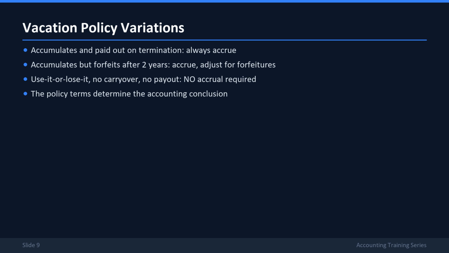Not every vacation policy leads to the same accounting conclusion. A policy where vacation accumulates and is paid out on termination clearly requires accrual because vesting is present. A policy where vacation accumulates but forfeits after 2 years still requires accrual for the accumulated balance, with a reduction for expected forfeitures. A pure use-it-or-lose-it policy with no carryover and no payout on termination fails Criterion 2, so no accrual is required. The specific terms of each policy must be read carefully before reaching a conclusion.